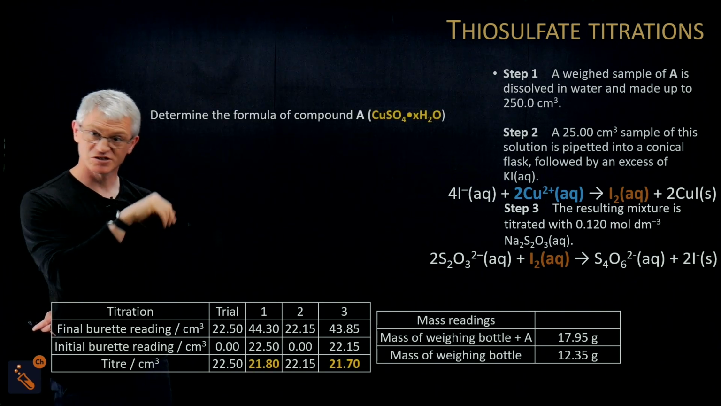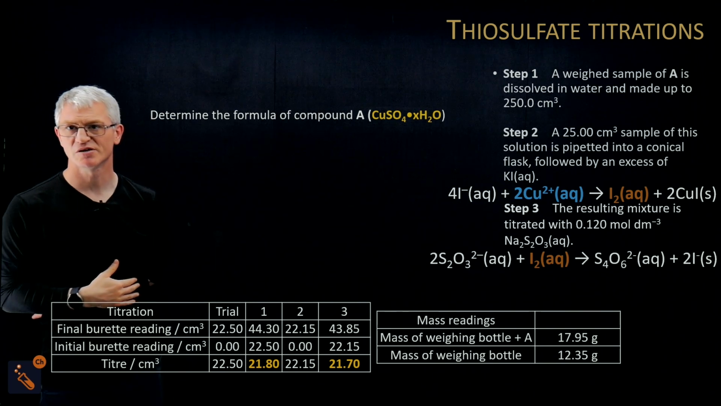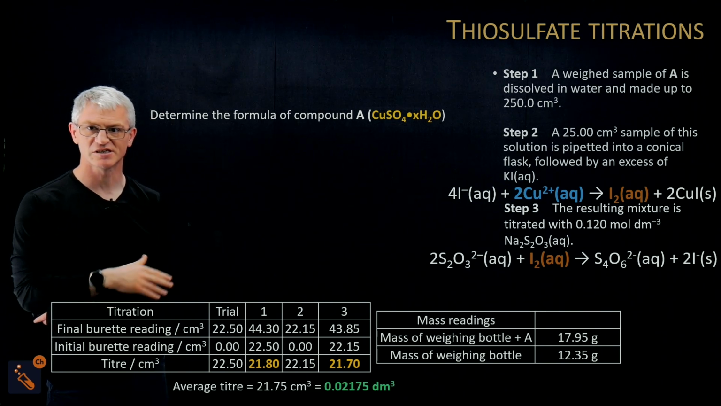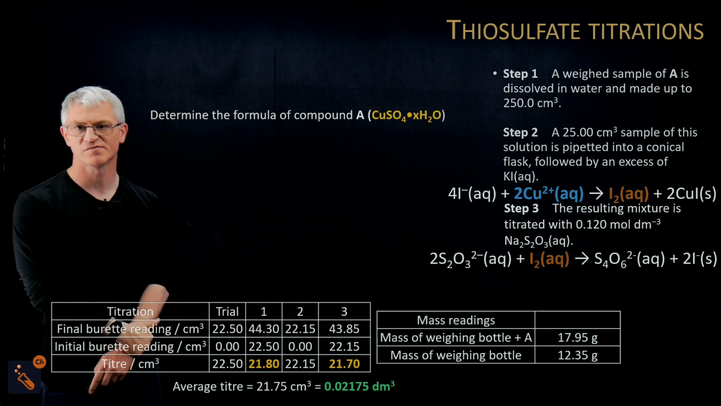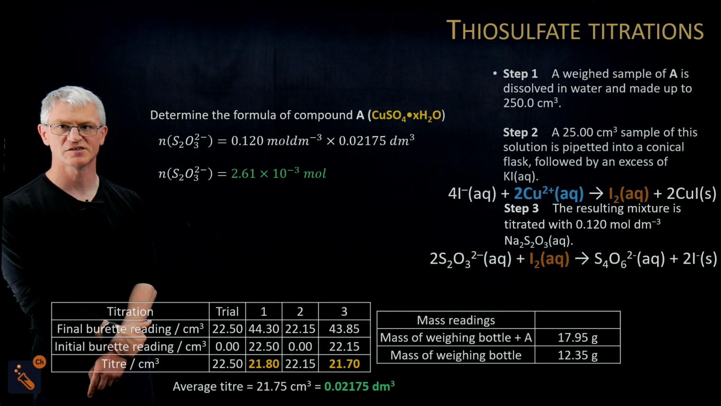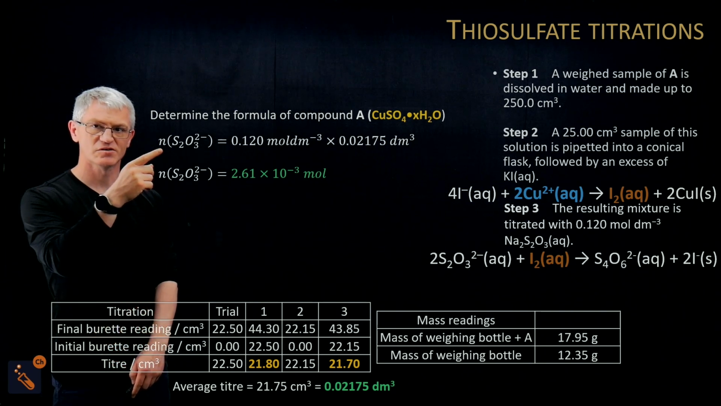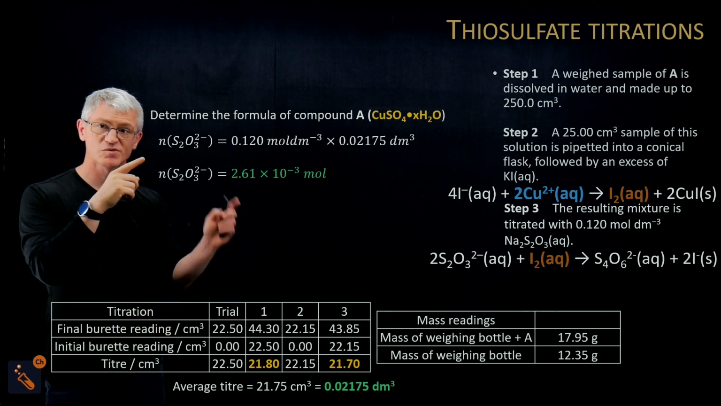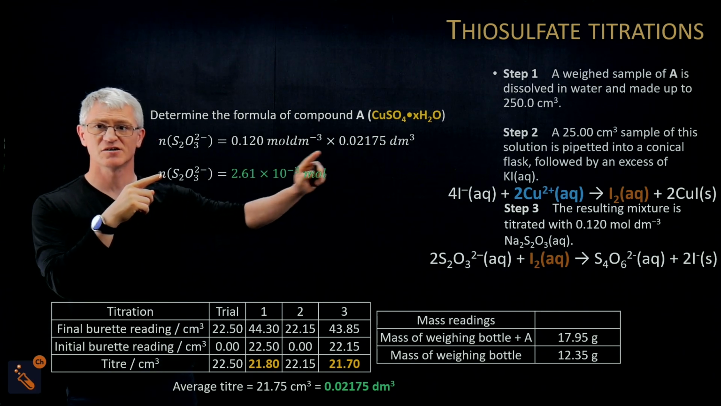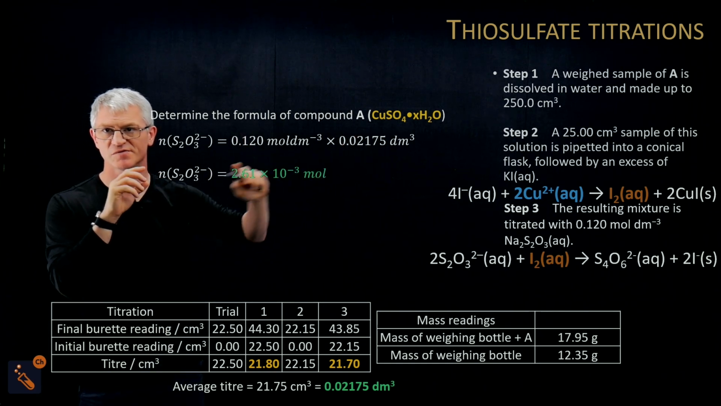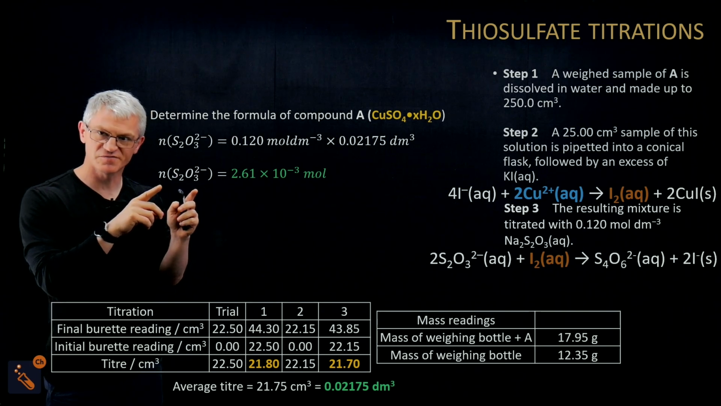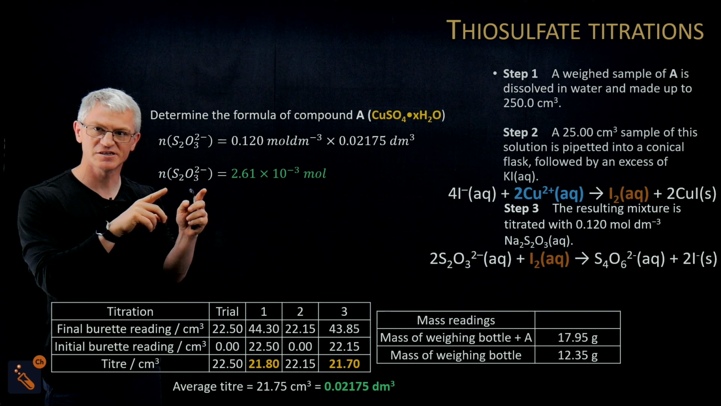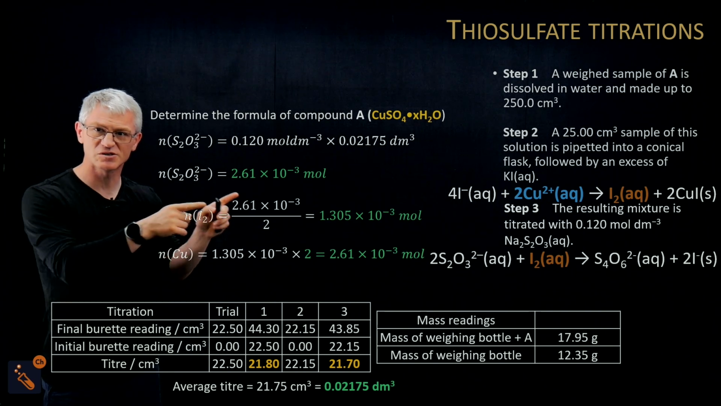Next one, we're just going to the main part of the question now. The main part is to determine that formula. So let's have a look at first of all the titre I mentioned earlier, 21.75, which is 0.02175 decimetres cubed. We have got thiosulfate here, and we take the concentration and times it by our volume. So concentration times volume equals number of moles of thiosulfate, looks like this. And then what we can do is divide by 2.